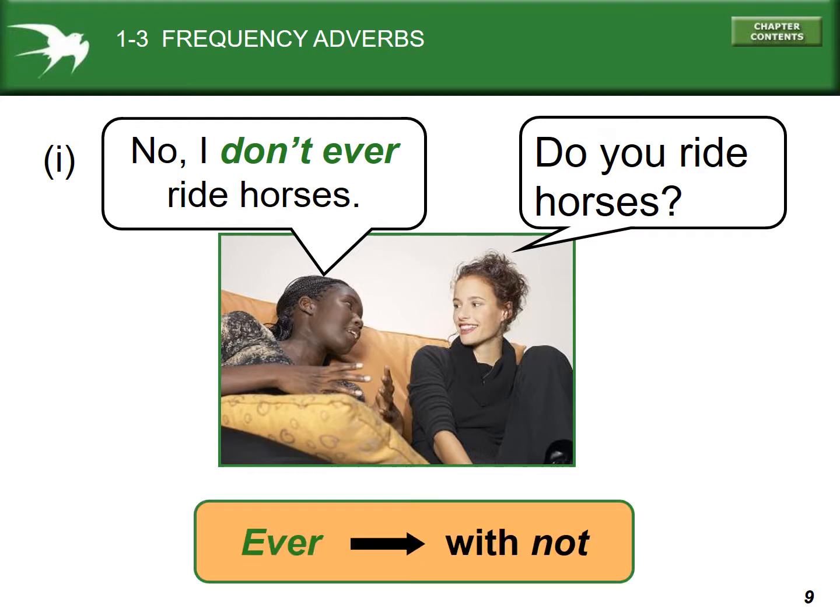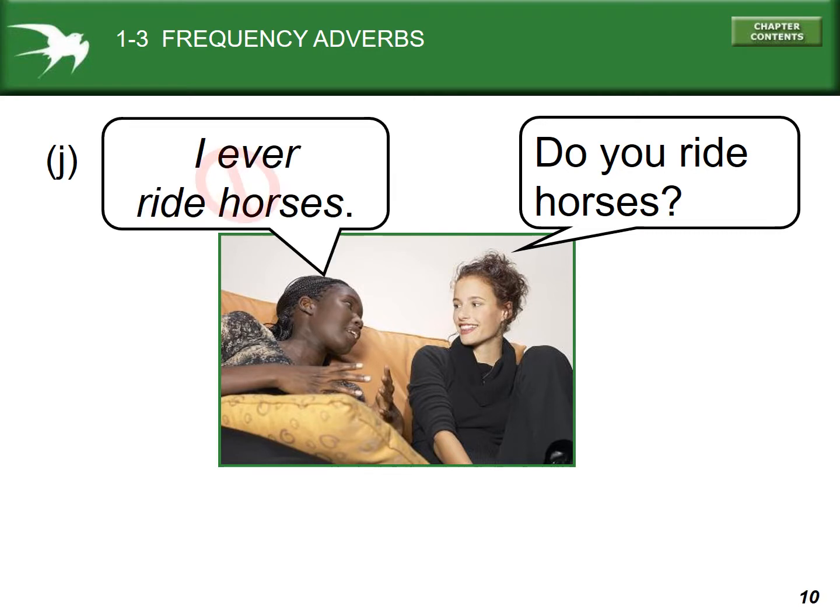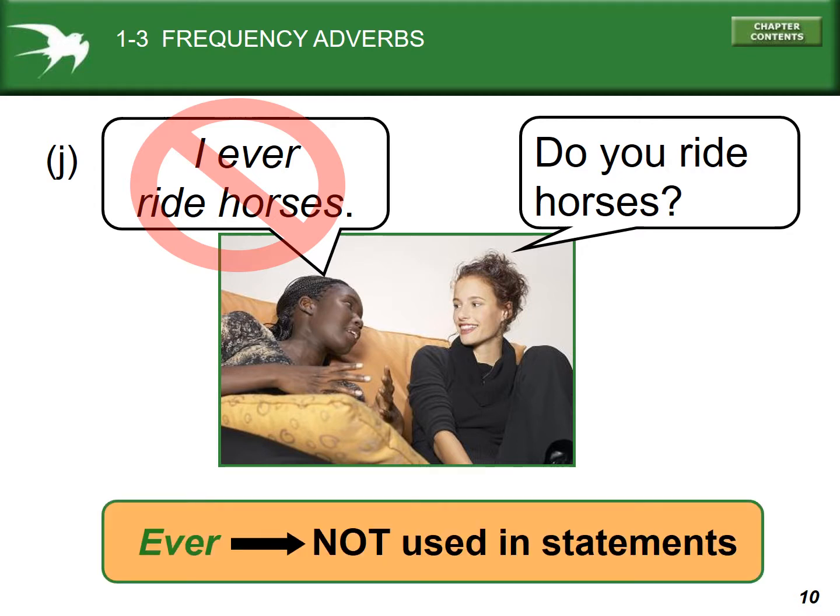Ever can appear with not. Not ever has the same meaning as never. But you can't say, I ever ride horses. I ever do something. No. I do not ever or I never do something. Ever needs to have that negative word, not, to make it work. So ever is not used in a positive statement or an affirmative statement.